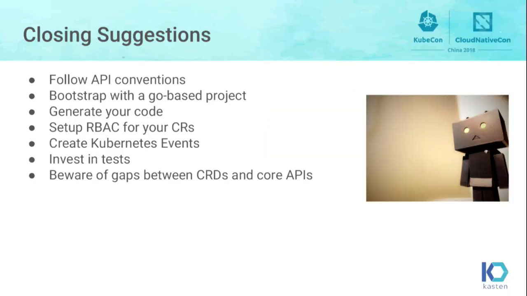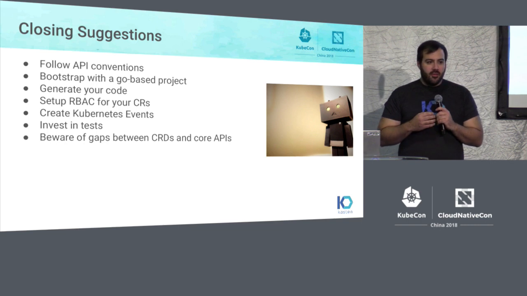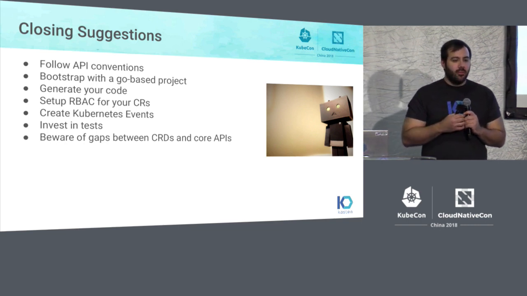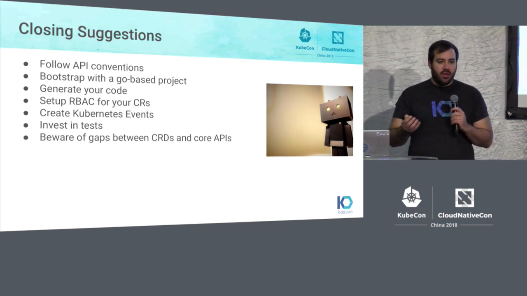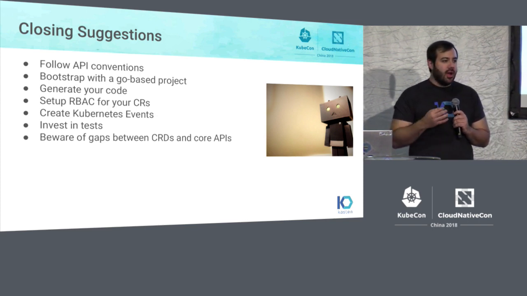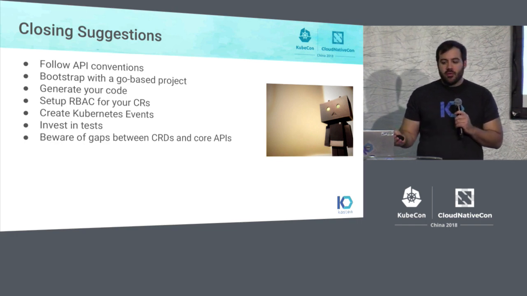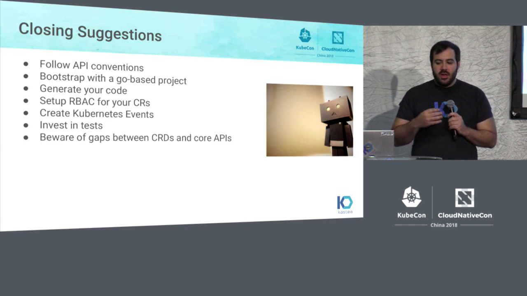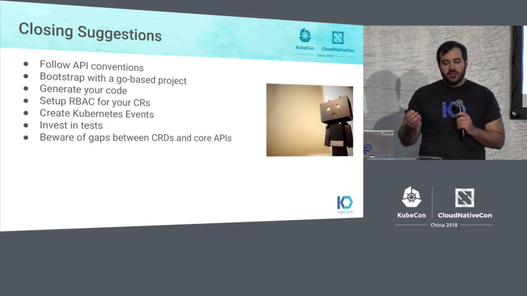So in closing, we have a few suggestions for you. Definitely follow the API conventions. It'll make it much easier to integrate with the tools in the community. The best way to do this, we think, is to use one of the bootstrapping projects, and probably a Go one, so that you can integrate with the rest of the Go tools. We recommend you generate your code so you can avoid rewriting the same code over and over again. For production features, definitely use RBAC for security and events to understand the state of your system.